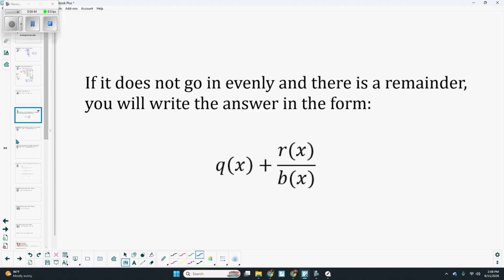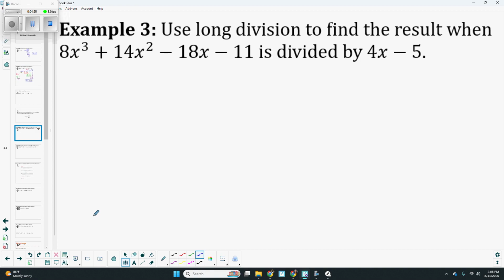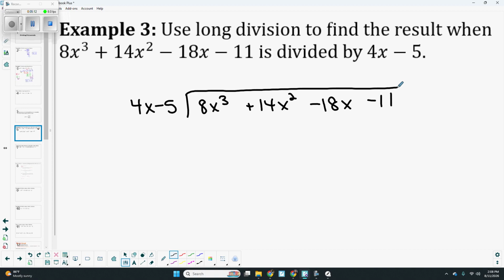If it doesn't go in evenly and there is a remainder, we're going to write it as what we just had, that was the quotient, plus the remainder over what we originally divided by. So for example 3, I'm dividing by 4x minus 5, so that 4x minus 5 is going to go on the outside. And the 8x cubed plus 14x squared minus 18x minus 11 will go inside.